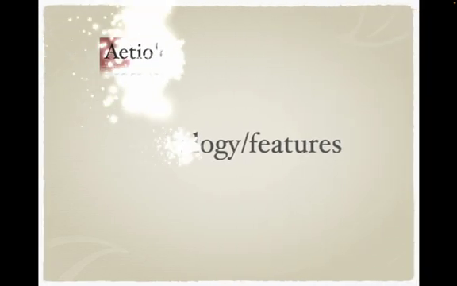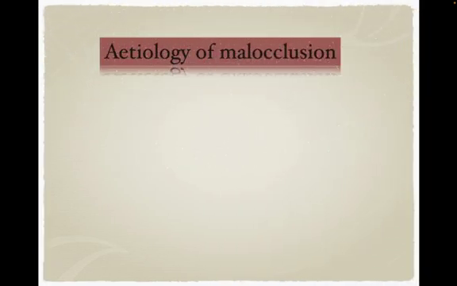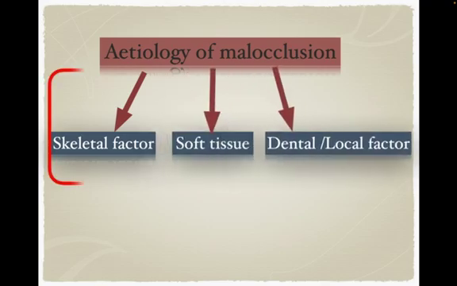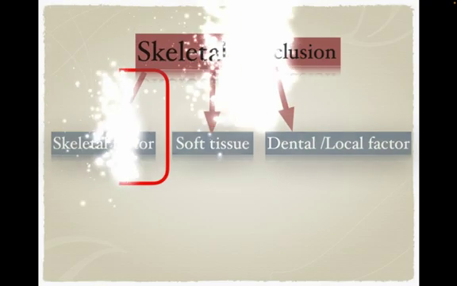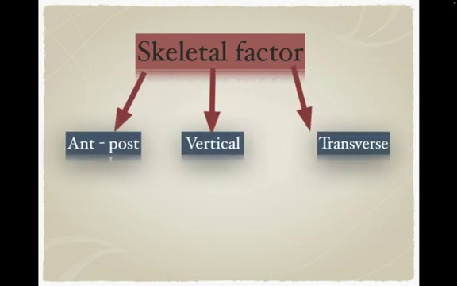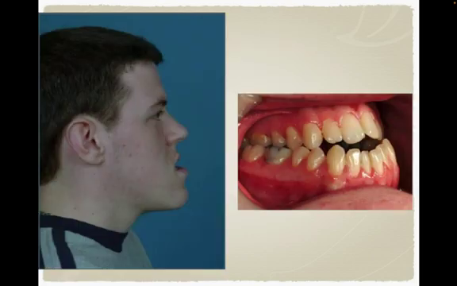Now, what about the etiology of this malocclusion? As we discussed in the previous lectures, we always look at the skeletal, soft tissue, and dental factors. Starting with the skeletal, we also divide them into three dimensions: anteroposterior, vertical, and transverse. Starting with the anteroposterior relationship. Usually, in patients with a class 3 malocclusion, we expect them to have a class 3 skeletal relationship. That's kind of causing the class 3 dental relationship.